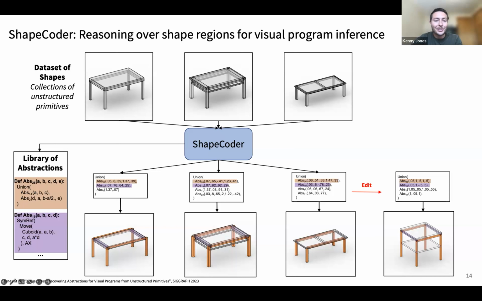And once again, to solve this hard problem, that of finding a library of abstractions and programs that use those abstractions that's specifically tailored for a given data set of complex 3D shapes, is only made tractable because we assume that each of these shapes is decomposed into primitive approximated regions.